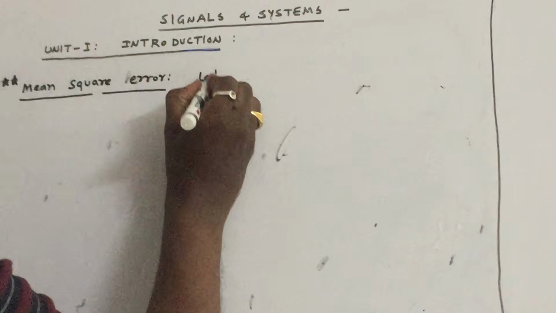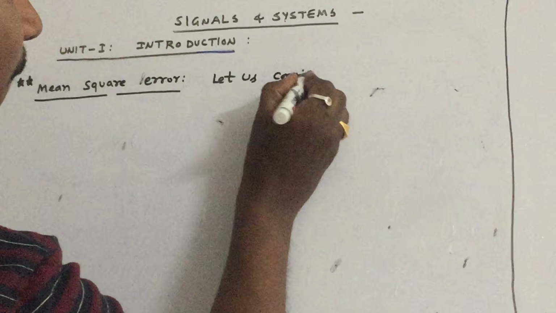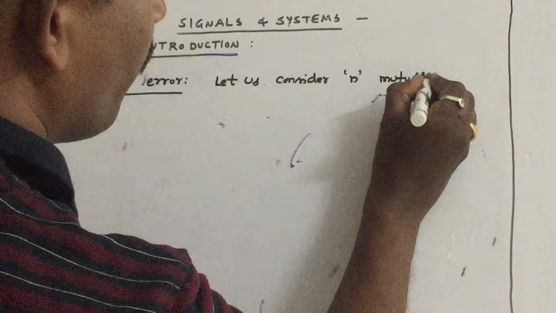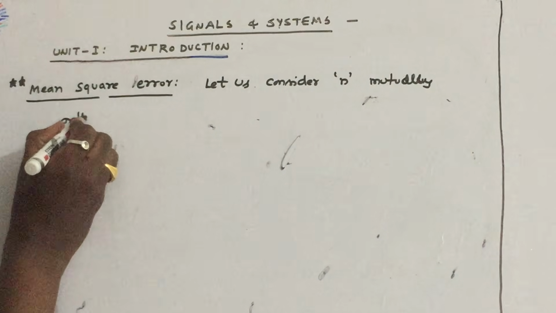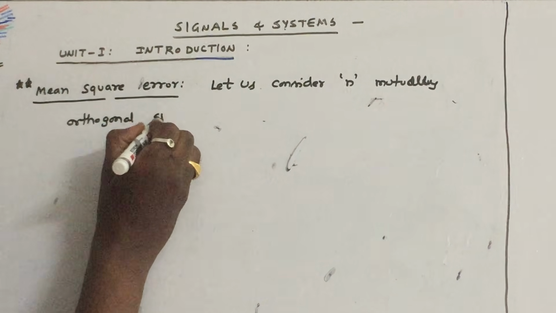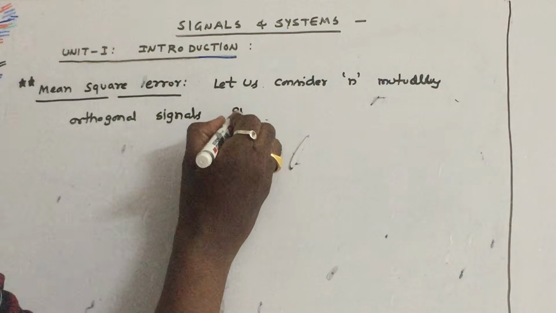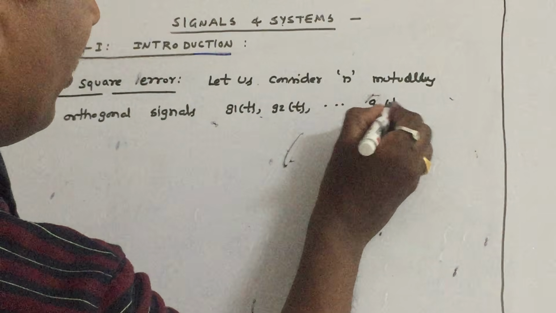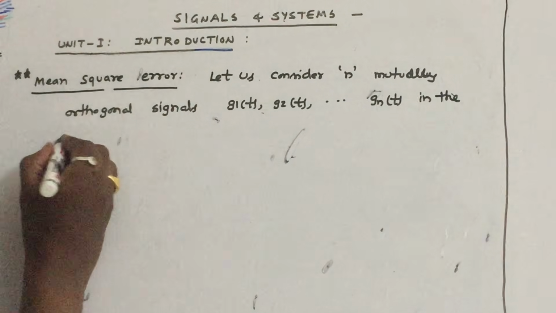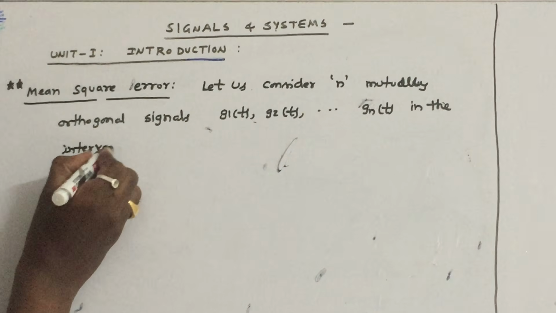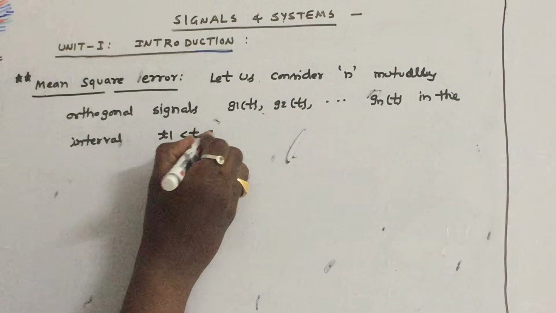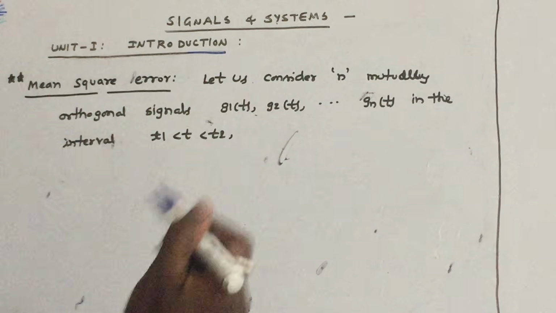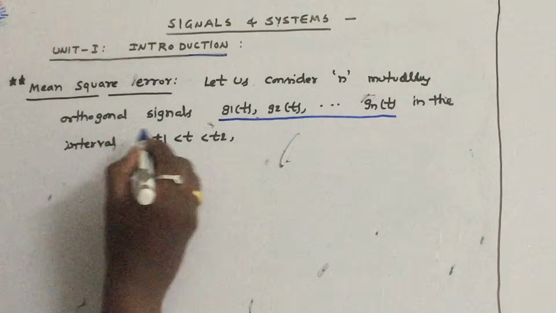So let us consider n mutually orthogonal signals g1 of t, g2 of t, so on gn of t in the interval t1 less than t less than t2. So we have considered n mutually orthogonal signals g1 of t, g2 of t, so on gn of t in the interval t1 to t2.